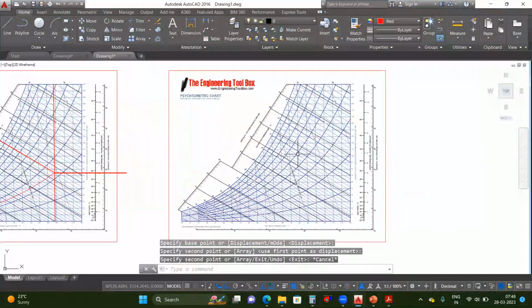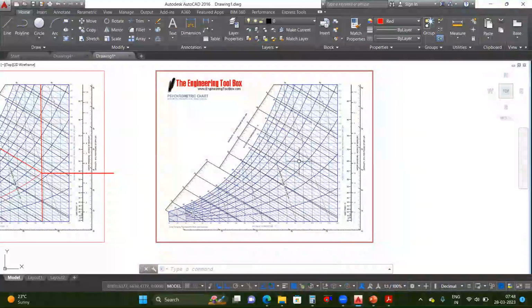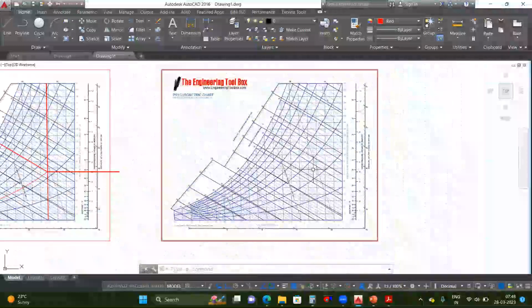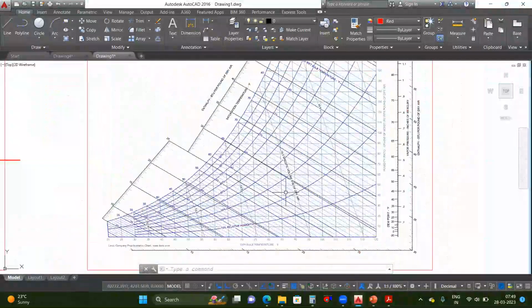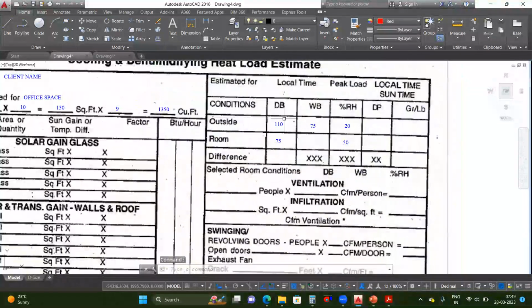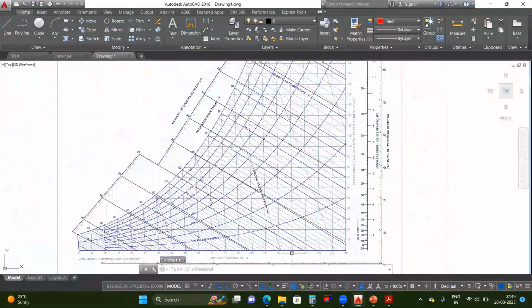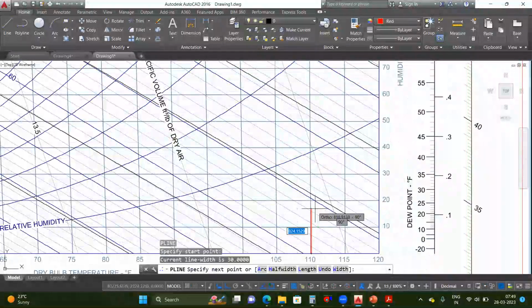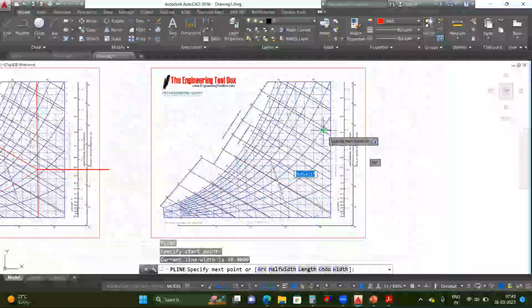Okay, so this is our psychrometric chart. We have seen how to calculate the psychrometric values and derive them in our last classes. So again, we'll see this. If you go to our calculation sheet, the outside dry bulb is 110 degrees centigrade, sorry, 110 degrees Fahrenheit. So I will mark a line at 110. This is the 110 dry bulb line.